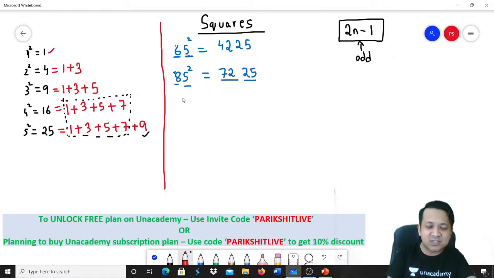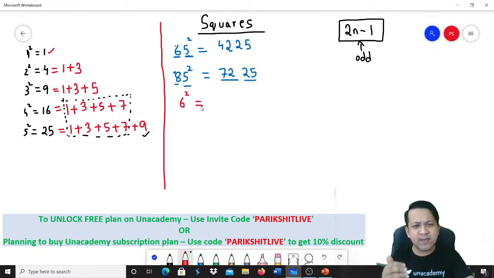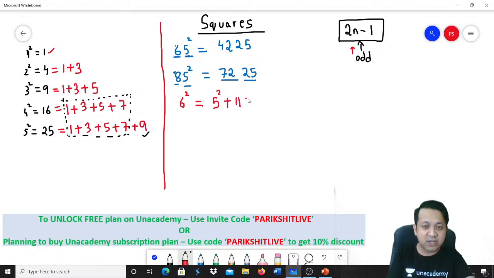What is 6 square? Think about it. 6 square will be the same as 5 square, except that 6 square will have one extra term. What is the extra term? The sixth odd number. Put n is 6 in 2n minus 1: 2 into 6 minus 1, which is 11. So you'll get your answer as 36. Now this is something we know.